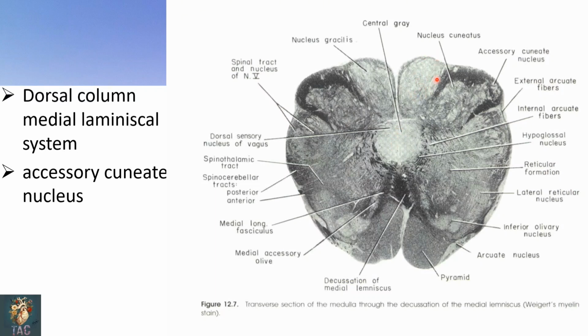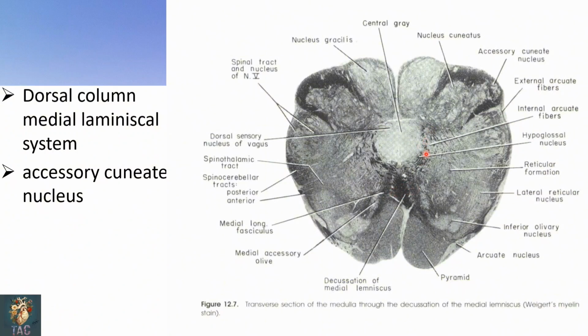Here you can see the nucleus gracilis and nucleus cuneatus have increased in size. Almost the fasciculus gracilis is absent, and few fibers of the fasciculus cuneatus are present over here. Most of the fibers have relayed upon their nuclei, and then they descend and cross to the opposite side, forming the internal arcuate fibers, and then they ascend as the medial lemniscus. So this is the level of the decussation of the medial lemniscus.